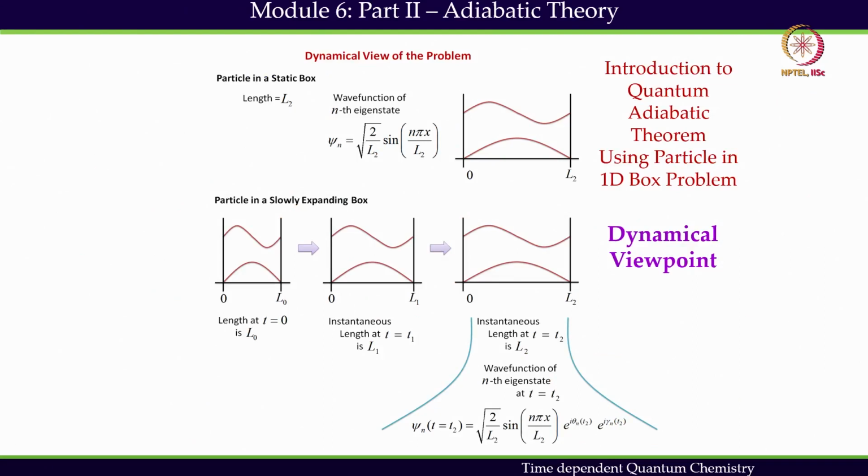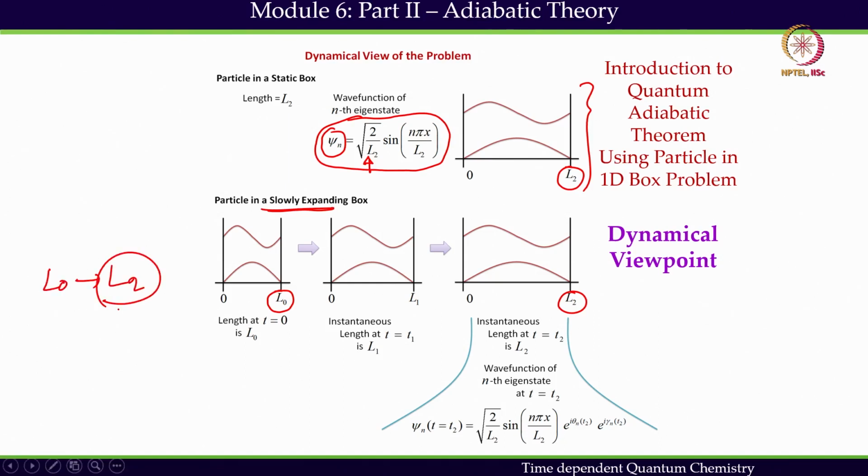So, the entire pictorial viewpoint is the following. Let us assume that I have a box of length L2. If I have a box of length L2, I know the wave function of that particle. The particle wave function will be given by psi n, which depends on the L2 distance. Now, I will consider an expanding box, starting from L0 to L2. This L2 is the static box; the box is not expanding. But in this expanding box problem, it is slowly expanding from L0 to L2. Finally, I have achieved this dimension L2, which was present in the static box.